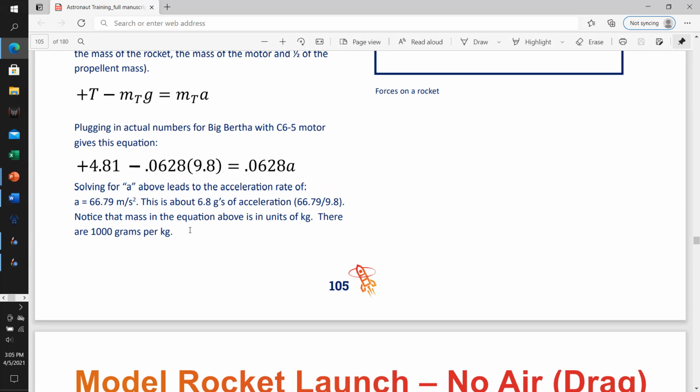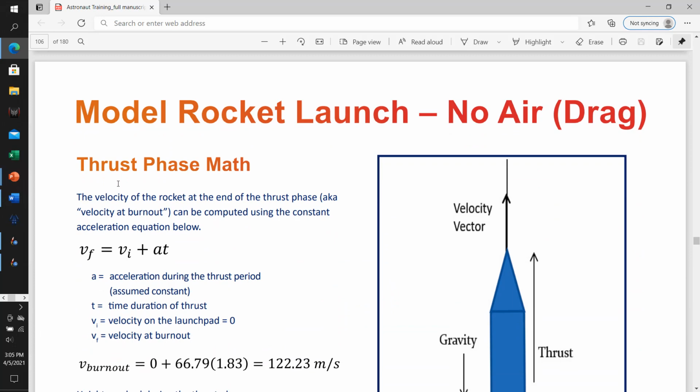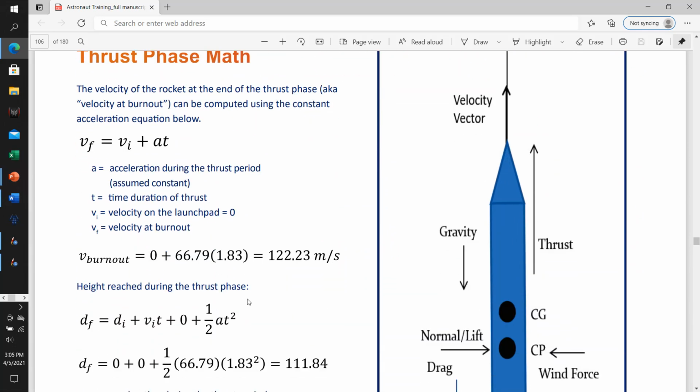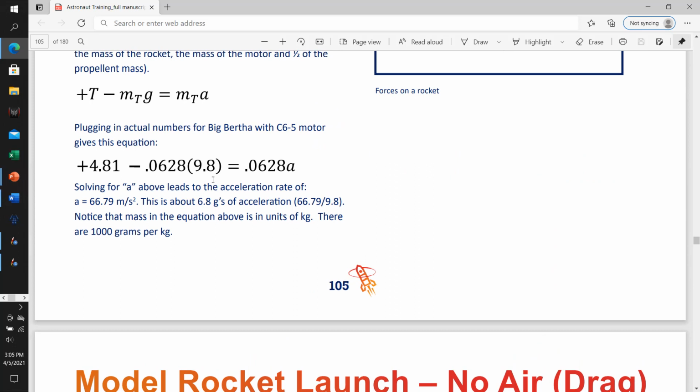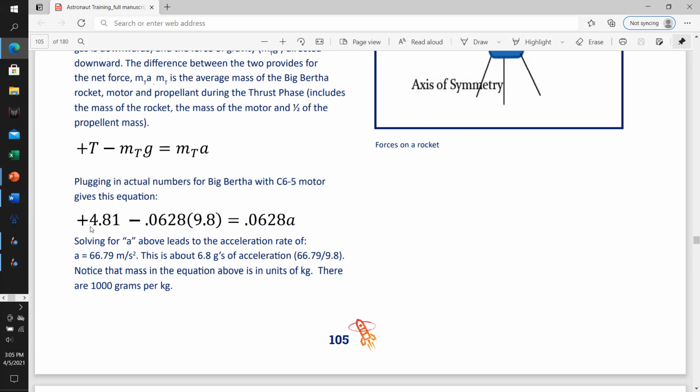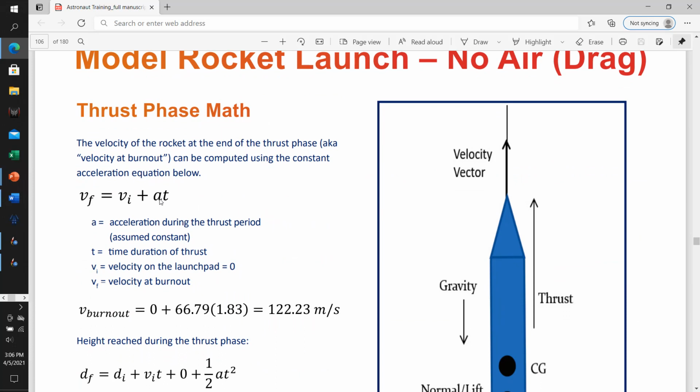So I am assuming that the thrust force is constant. It's not constant. It actually varies a bit, and we'll get into that. But I am going to use the average. That's the average force during the thrust phase. So that's what I did here. I used the average force here, and I solved for basically what the average acceleration is. So that's what I'm going to input here for a, and I'm going to solve for v here. V final here is my velocity of burnout.